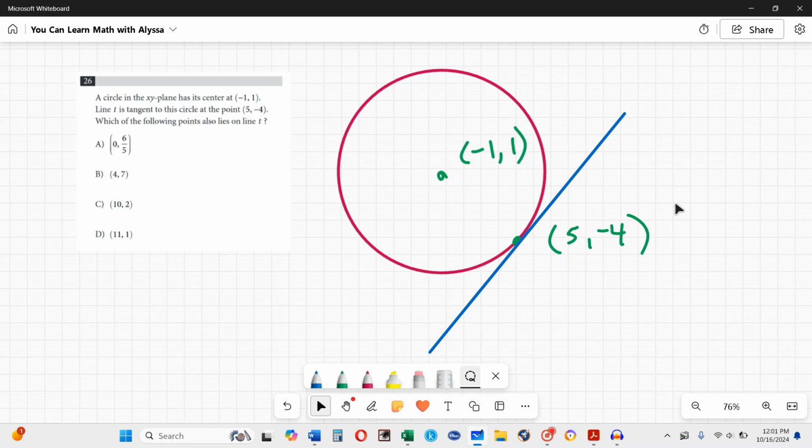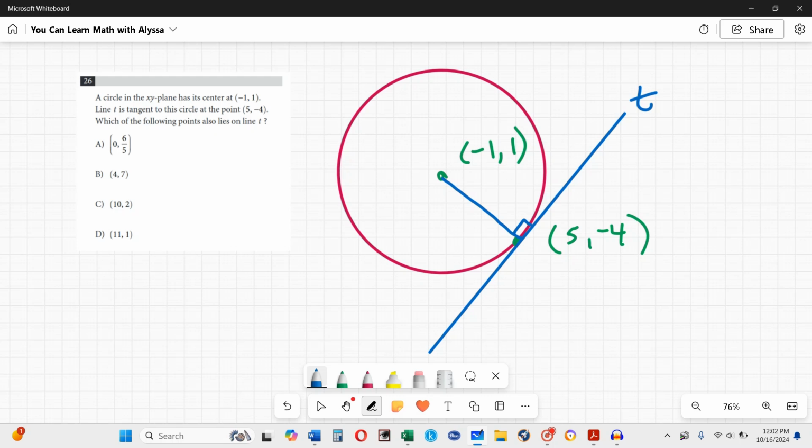Okay, so when we have a line T that is tangent to this point, what interesting thing does it do? If you draw a line from the center of the circle to that point, it will make a right angle. Okay, so we have two perpendicular lines. This is going to be a big thing. What are they wanting us to find? What's the last question in this problem? Which of the following points also lies on line T? So I need to know the equation of this line. That's how I'm going to do this.